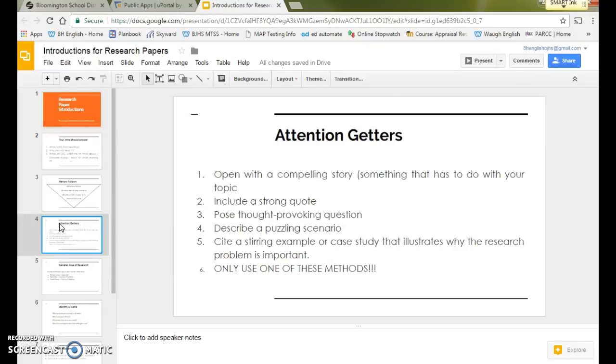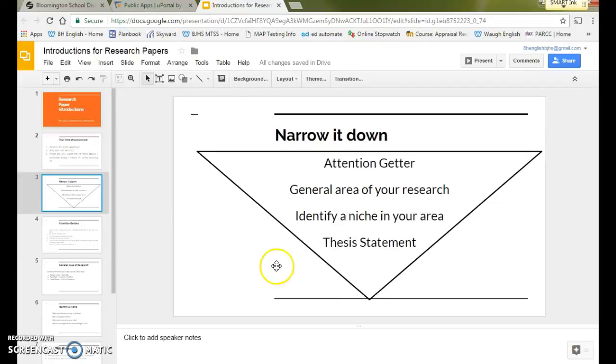You can describe a scenario or a scene or something that's kind of puzzling that doesn't really make a whole lot of sense. Let's say that you were talking about a war, and you started talking about the puzzling way in which this particular country got into the war. You could also cite a specific example from the research, if you are talking about some research. That's another way to introduce your paper. But one of the most important things is don't use more than one method. Just use one of these. You can pick one of these 5, and any one of them will be a great way to introduce your paper.